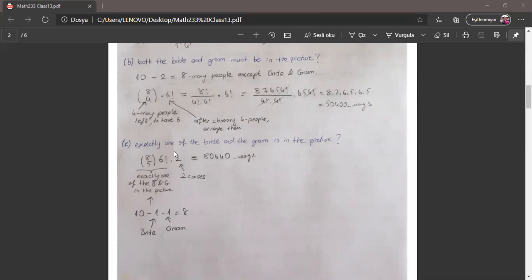Now, why do we multiply it? Because this was only for the case where the bride is in the picture, okay? And for the groom, gender equality, so we need to multiply it by 2. Thus, we have this result.